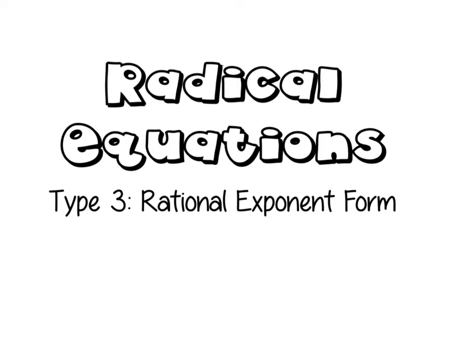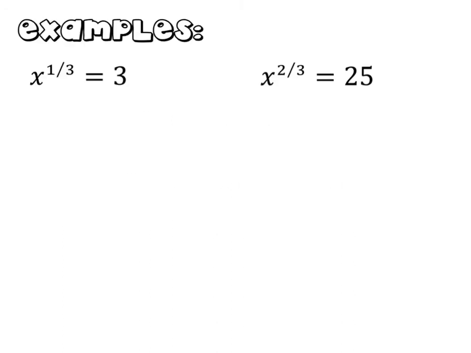The third type of radical equations we want to look at are the ones that are in rational exponent form. Those are ones that look similar to these examples. They have exponents that are fractions. We have a couple options for looking at how to undo these. We could rewrite them in radical form.